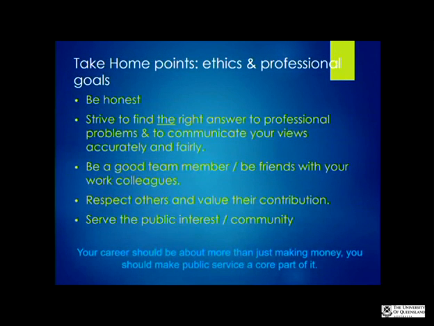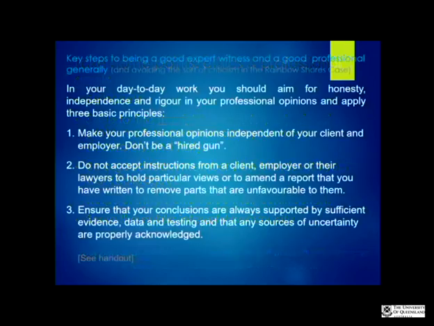Things to take home. Be honest. Strive to find the right answer to professional problems and to communicate your views accurately and fairly. Be a good team member. Be friends with your work colleagues. Respect others and value their contribution, and serve the public interest in the community. Your career should be about more than just making money, and you should make public service a core part of it. I think that's very true.